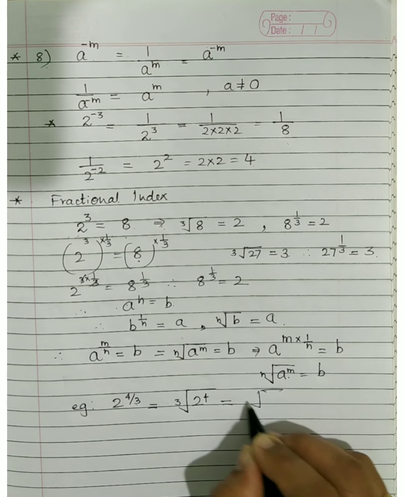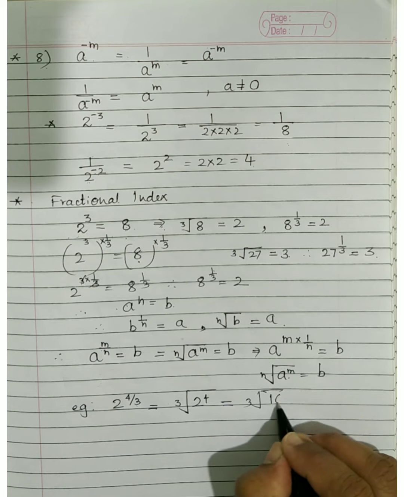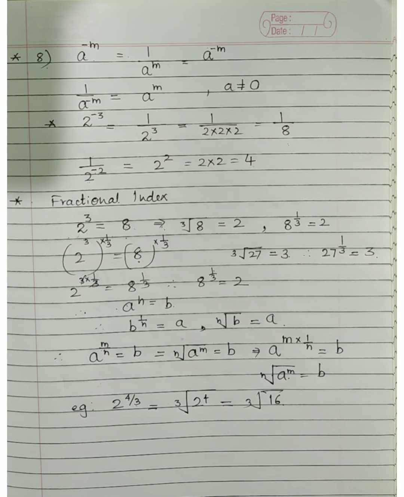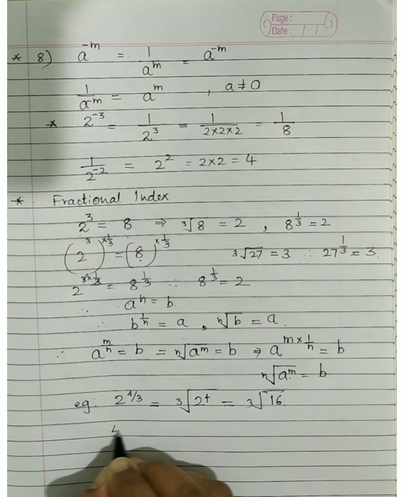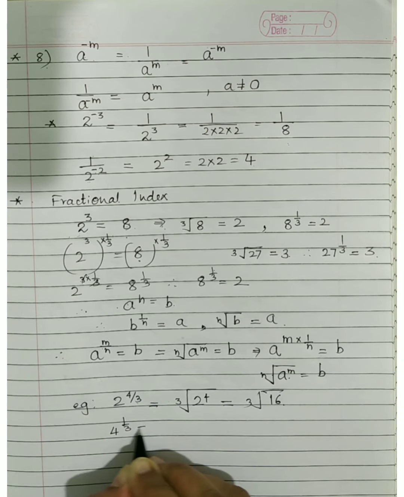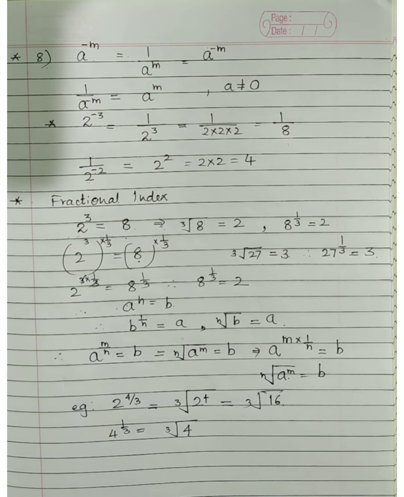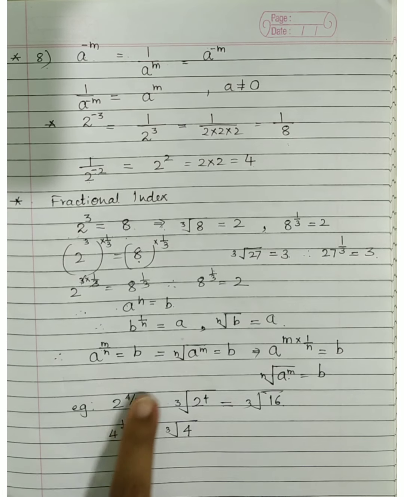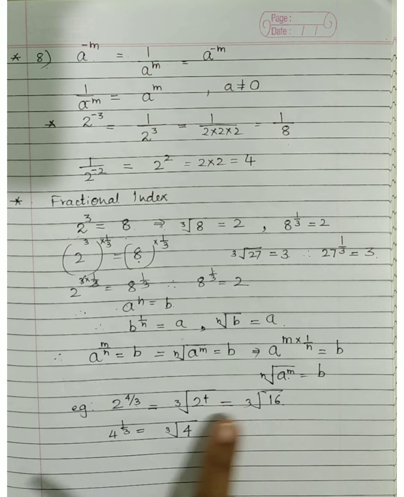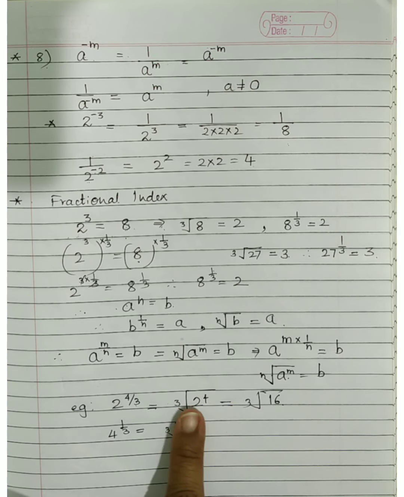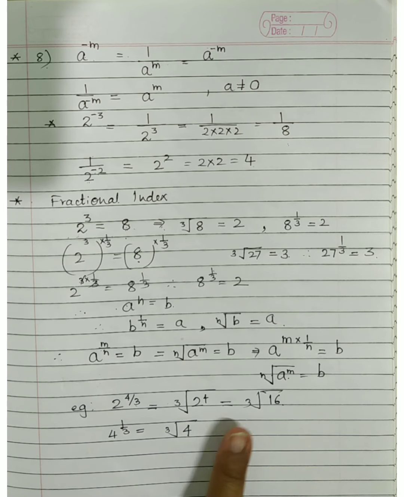So cube root of 2 raised to 4 is what? 16. I have taught you rational numbers, no? That time also I taught you this, right? Or simply 4 raised to 1 upon 3 can be written as cube root of 4. The denominator becomes the root, the nth root for that particular number, which can be expressed in radical form as well.